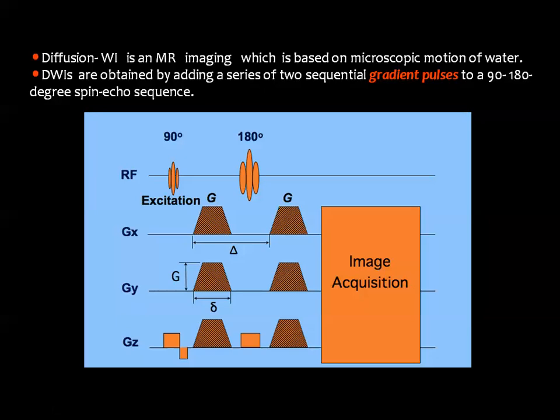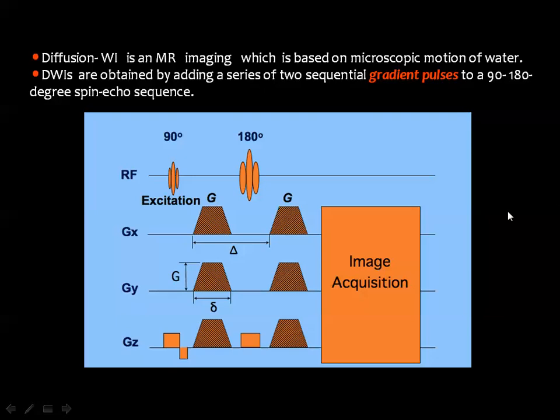Then diffusion weighted MR imaging is based on the detection of the motion of water in the extracellular space, as I have mentioned. In order to calculate or determine the motion or the diffusion of water in the extracellular space, we have to apply two gradient pulses to the normal pulse sequence, which is known as the 90 and 180 degrees pulse.